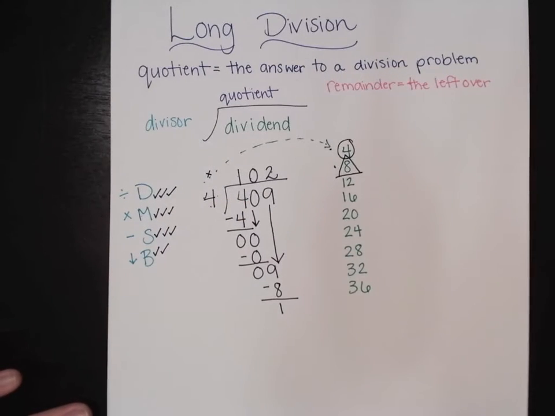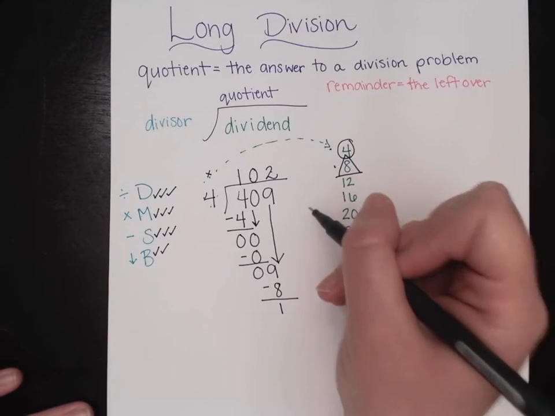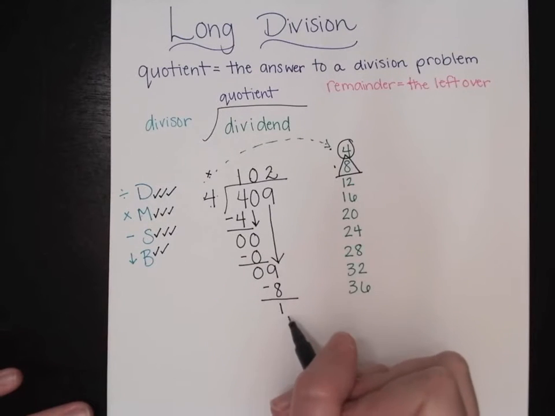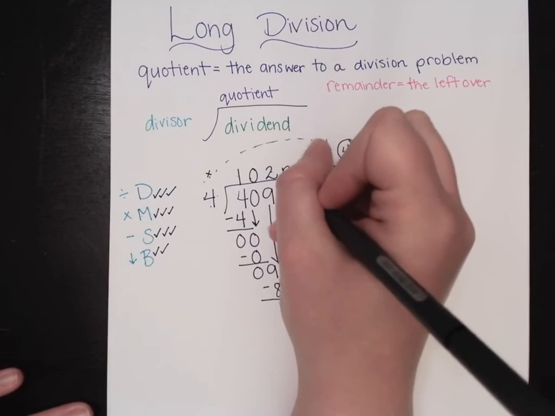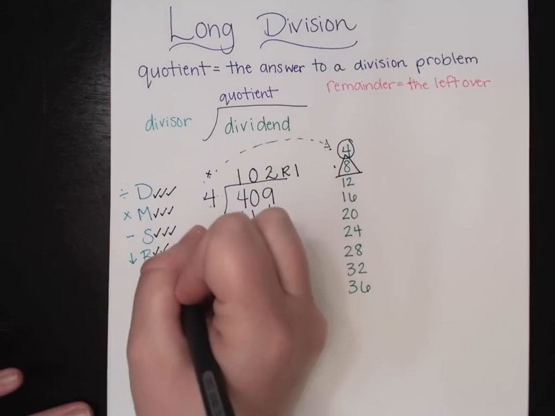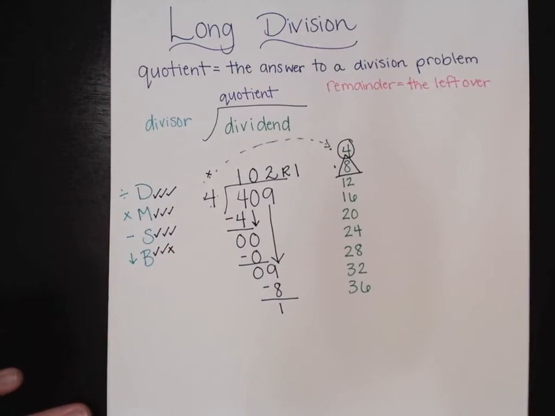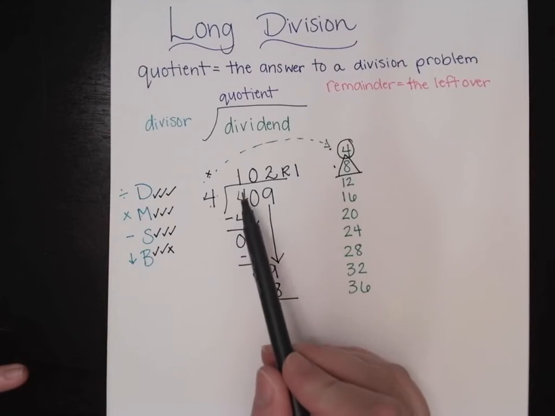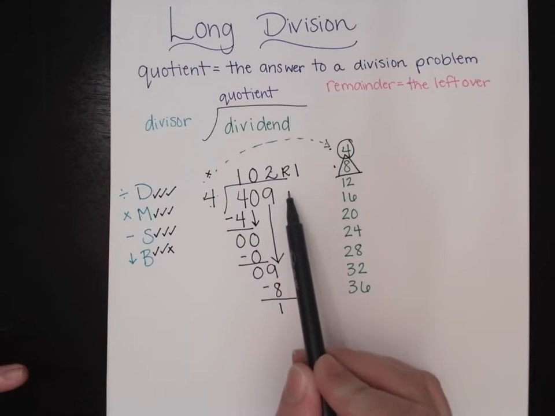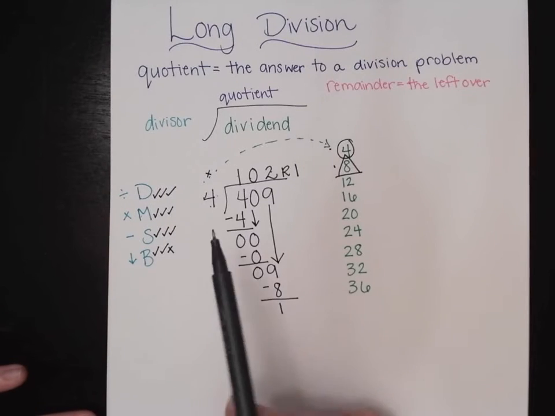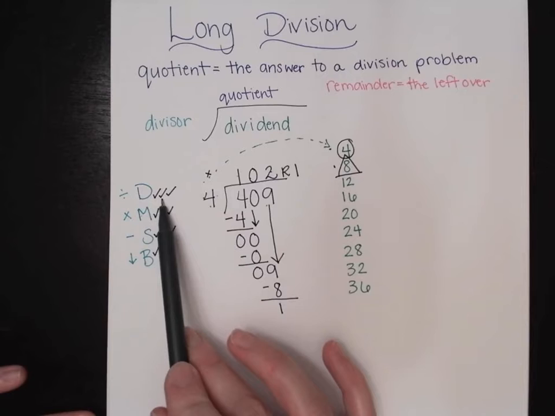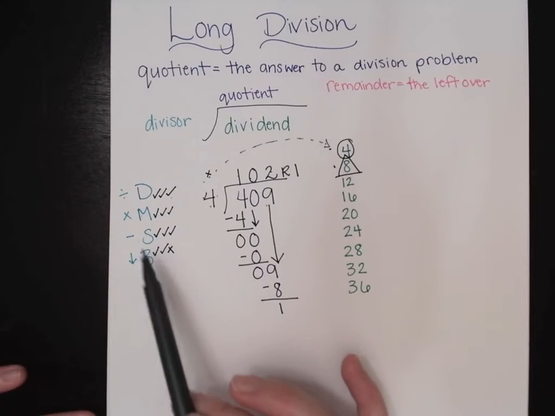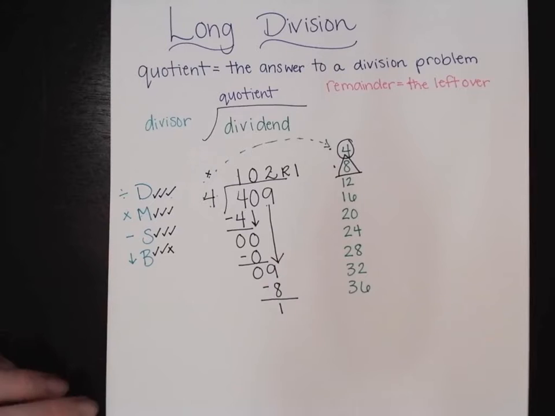And now I bring down. I don't have any more digits to bring down, but I do have a leftover here. I have a remainder. So I need to bring this remainder up to the top. And then I write R for remainder, 1. And now I can X next to that B because I don't have anything left to bring down. Now this means 409 divided by 4 equals 102 remainder 1. Do a quick check of your list. I have 3 digits in my dividend. I have 3 check marks next to each of these steps, so I know I've completed every round of long division.